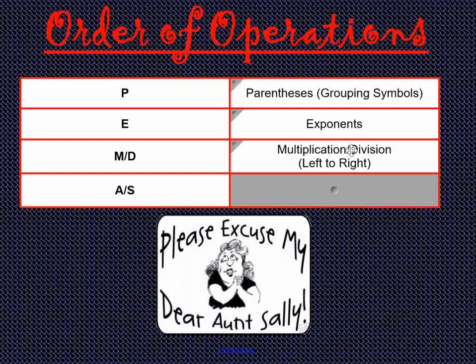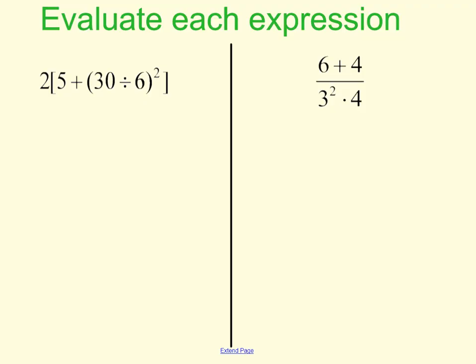The M and the D represent multiplication and division, and if we have both of them in the same problem, we want to go from left to right. A and S, of course, stand for addition and subtraction. This also goes from left to right if we have both in the same problem. Let's go ahead and look at a couple examples here and see how we can use this.